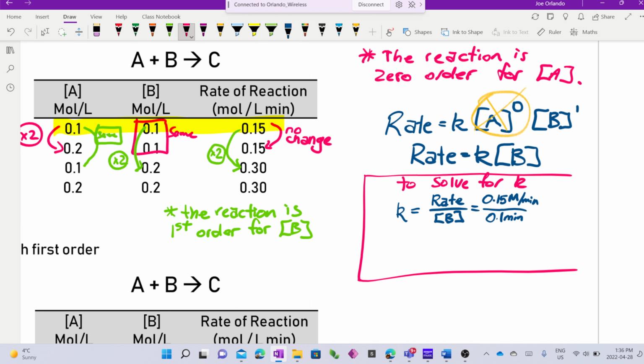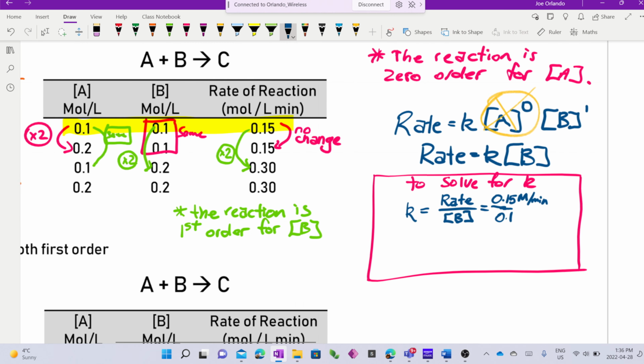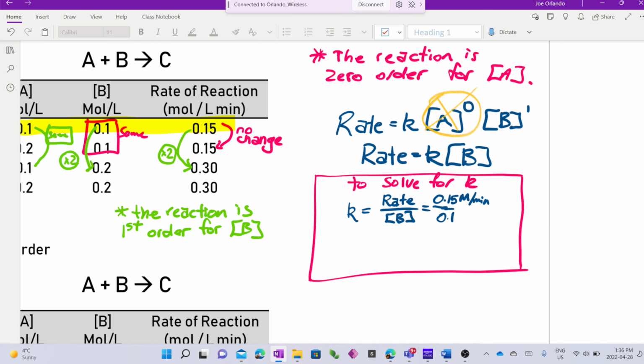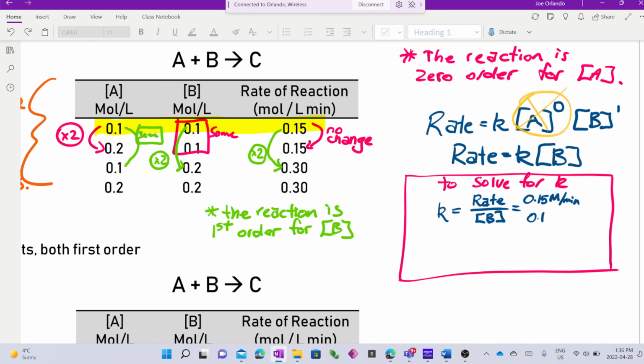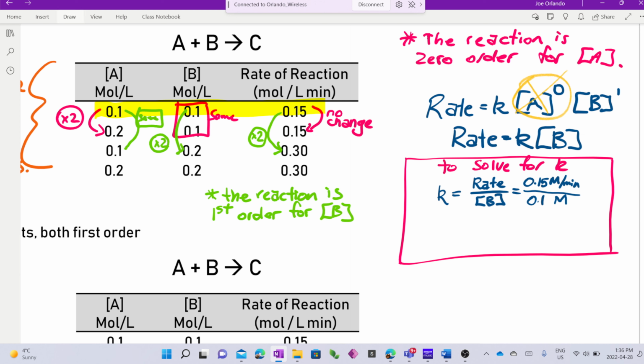Sorry? Is it minute? Don't the minutes cancel out? But that shouldn't be minutes down there. That should be molar. Elizabeth is very quietly trying to politely be like, Orlando, is it possible you're stupid? Might you be the dumbest person in this room right now?